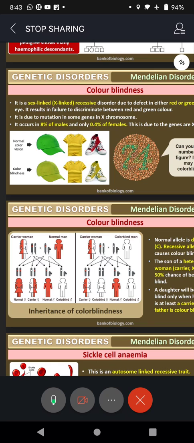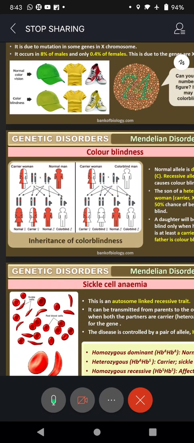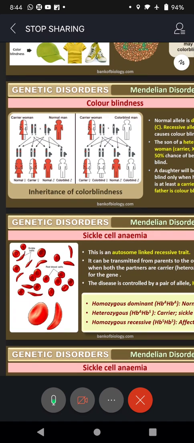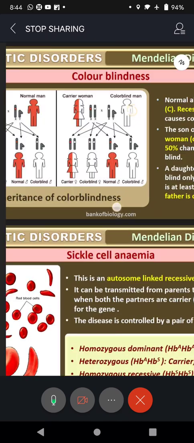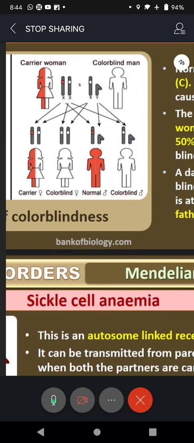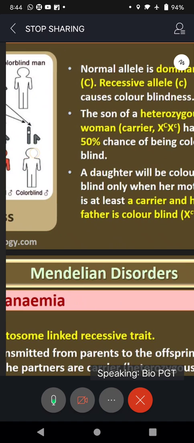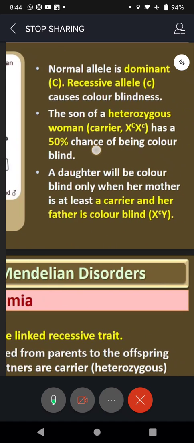Okay. Now, what are the various ways that it can come? Like yesterday, all of you put the various possibilities through a checkerboard. Now let us see this. Now first, for your convenience sake, I will read the notes. Normal allele is dominant. Now why C? C for color blindness, right? Recessive allele, that is small c, causes color blindness.